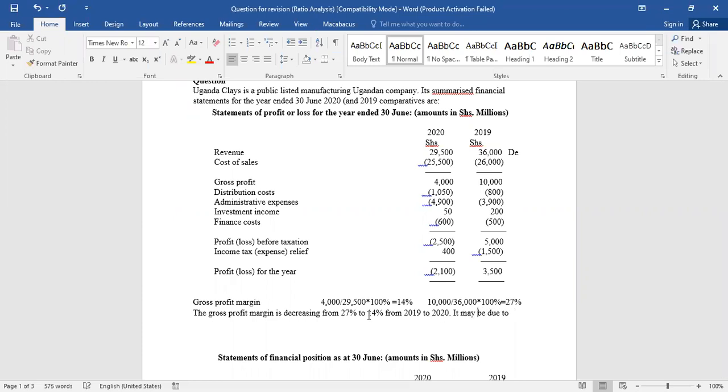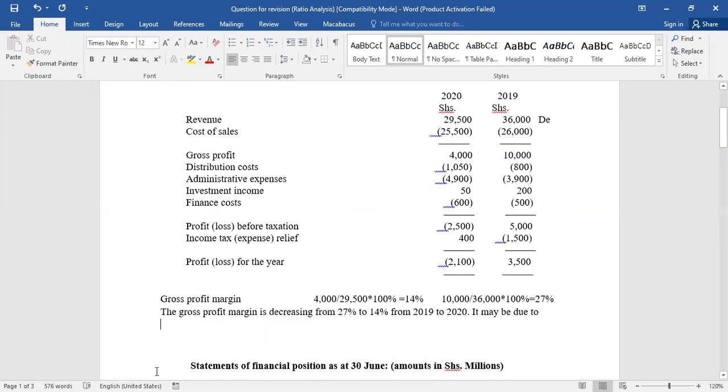May be due to... Is the font okay, guys? Are you seeing what I'm typing? See if I can increase. Okay, it may be due to a decrease in revenues or sales, from the figures, from 36,000 to 29.